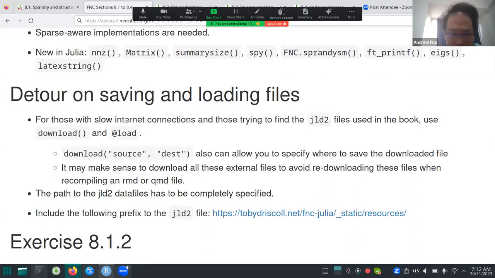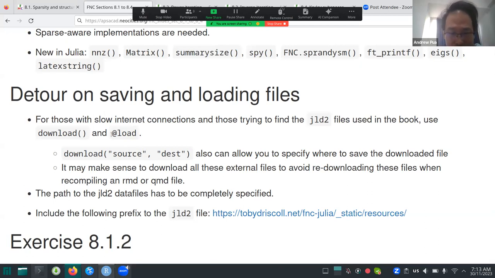And then this part, I think I mentioned in the Slack workspace, but something that I noticed, at least for my case, is that it really takes a lot of time to load some of the matrices, some of the JLD2 files, because they have to be downloaded from some other website. So what I did was to download the local file first and then make sure that it's in the same directory as my R markdown file and then just use load later on. Okay. So this could be annoying for people with slow internet connections. So for me, the book is actually slow sometimes to load.